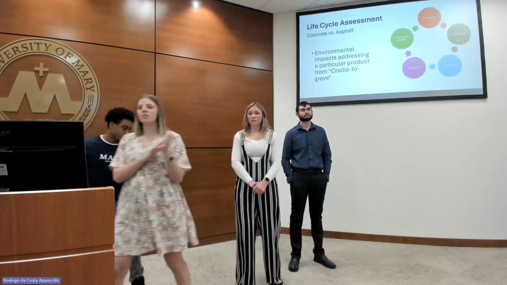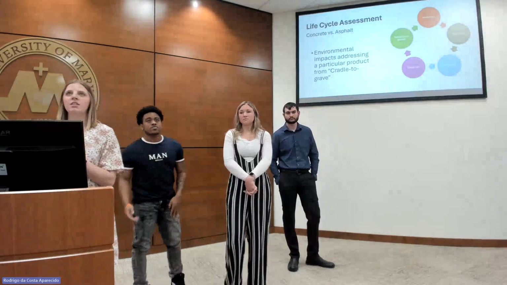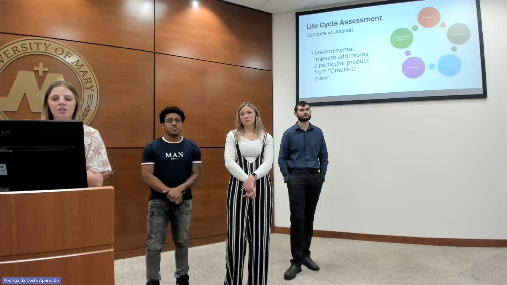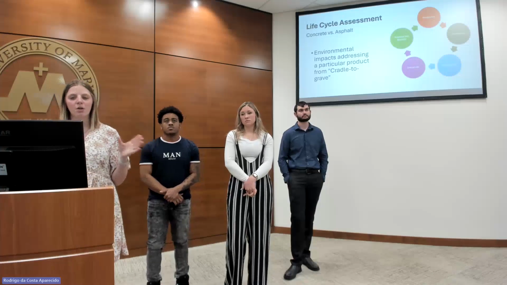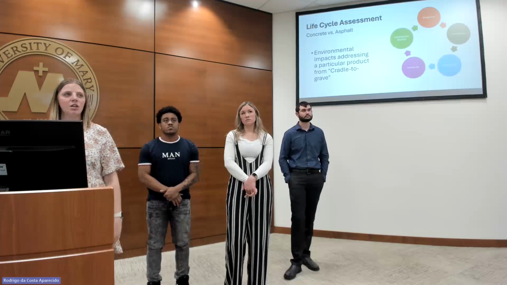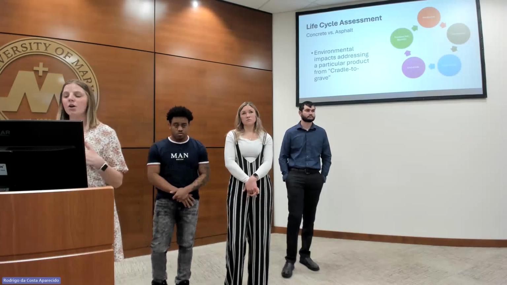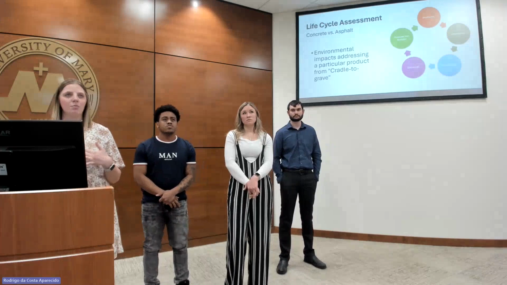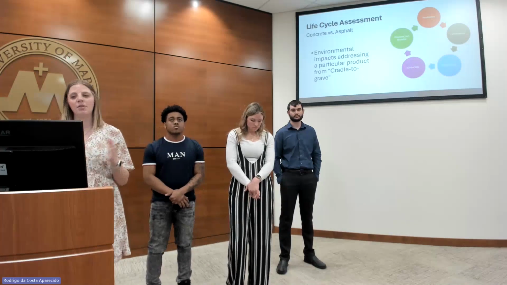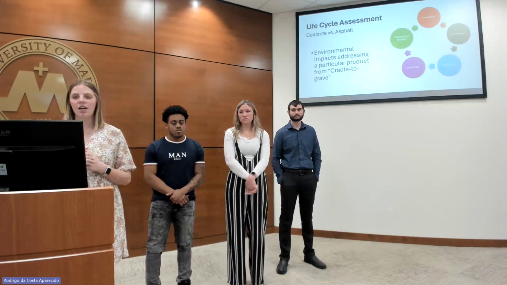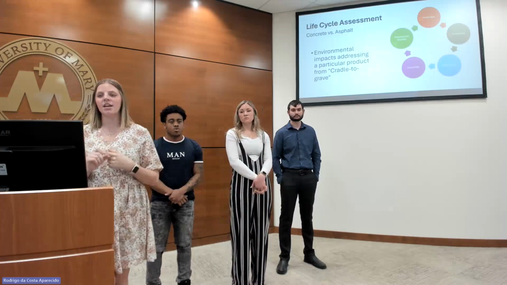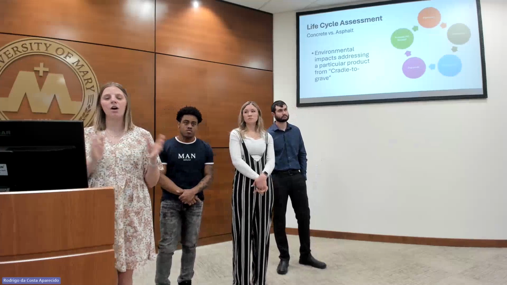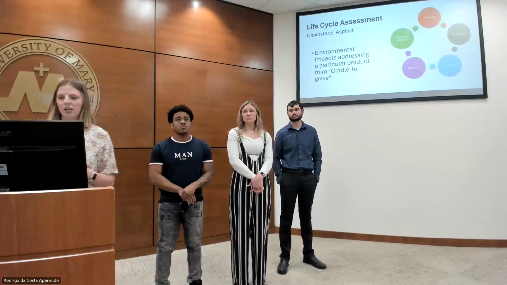So a life cycle assessment is like examining the environmental impacts of a particular product from what they say is cradle to grave, which includes the production or extraction of the product, all the way through construction, product use, end of life, and then potential net benefits, being the possibility to recycle that product. For this project, I decided to analyze the life cycle assessment of concrete versus asphalt.